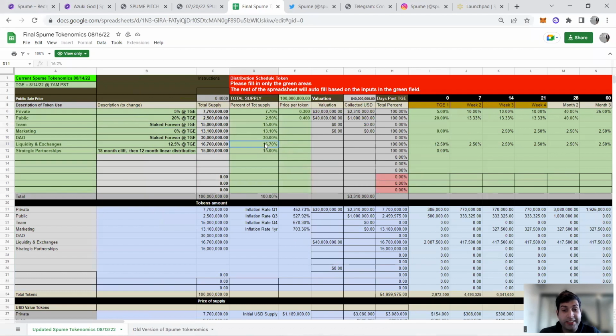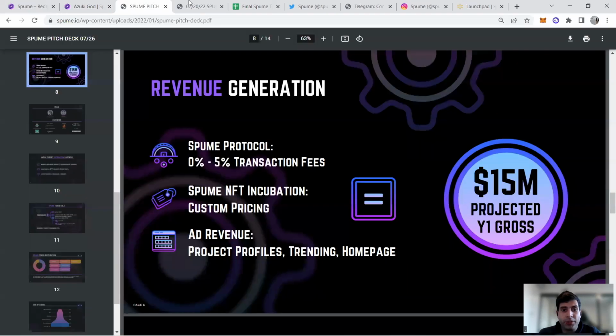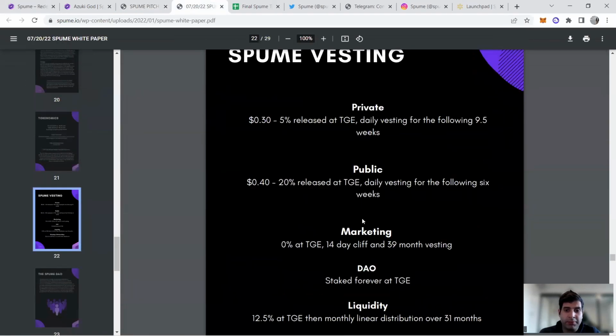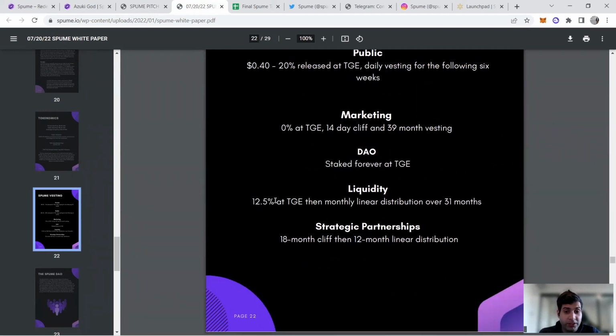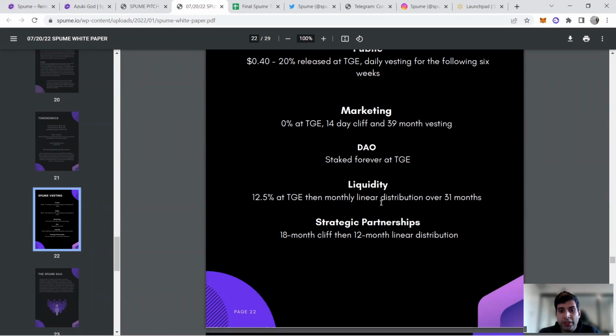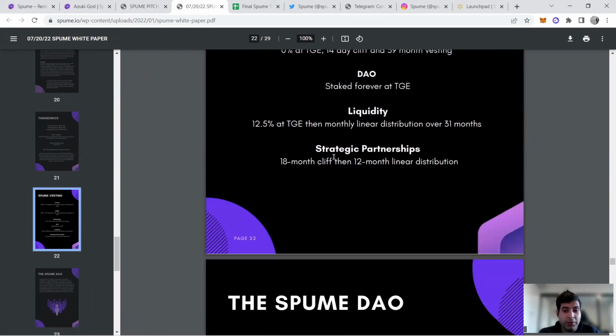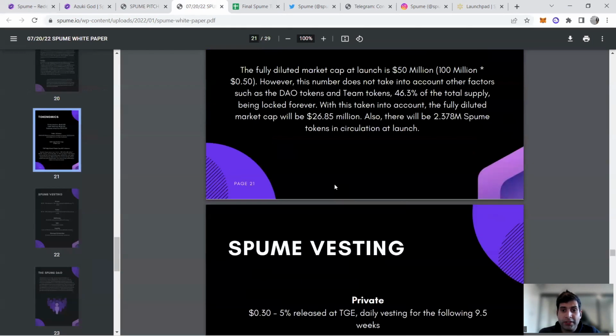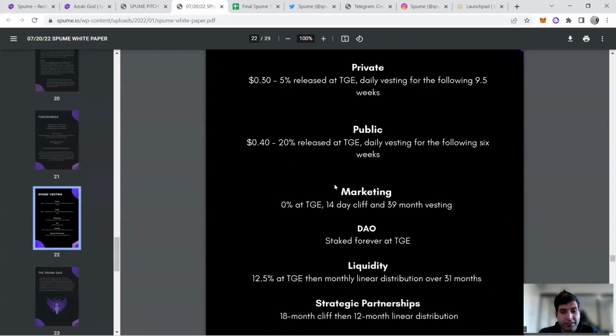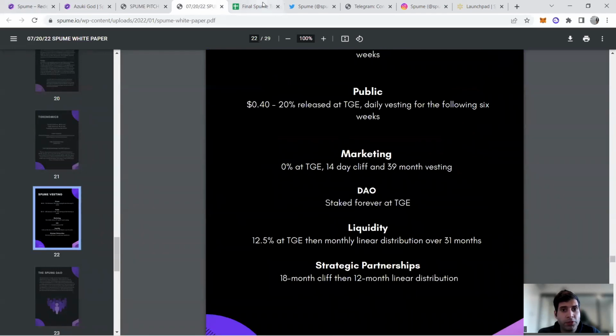Liquidity and exchange is 16.7%, in which 12% of that will be released on the token generation event. That's a pretty huge amount. And I'm just cross-checking here. So yes, marketing has 0% TGE. DAO staked forever. Liquidity is crazy, 12.5% at TGE with monthly distribution over 31 months. And strategic partnership would have an 18 months cliff and then a 12 months partnership. So this is a very interesting tokenomics in terms of how they're committed to the project.